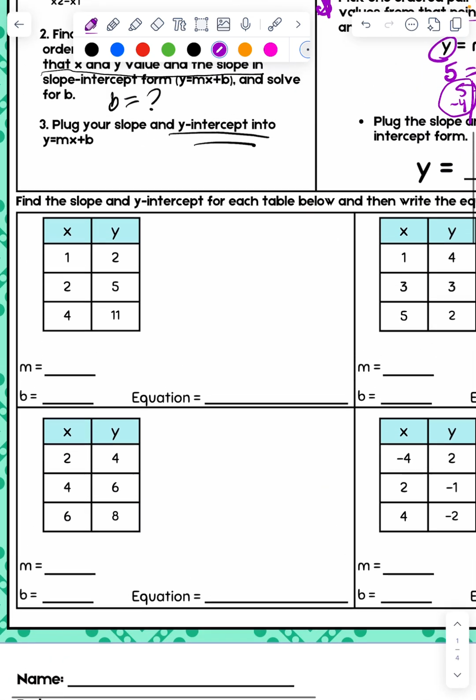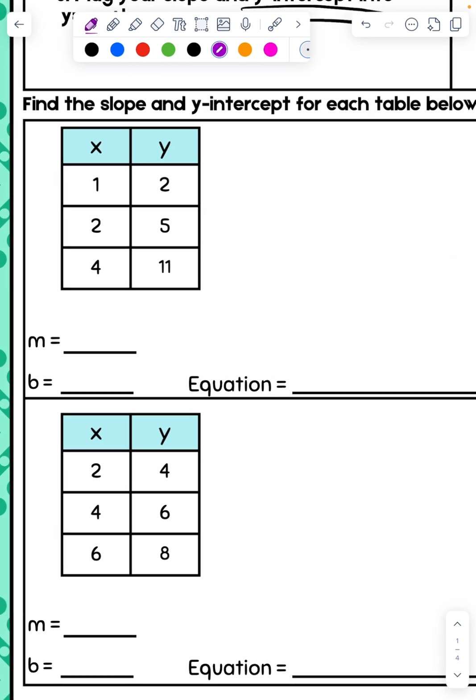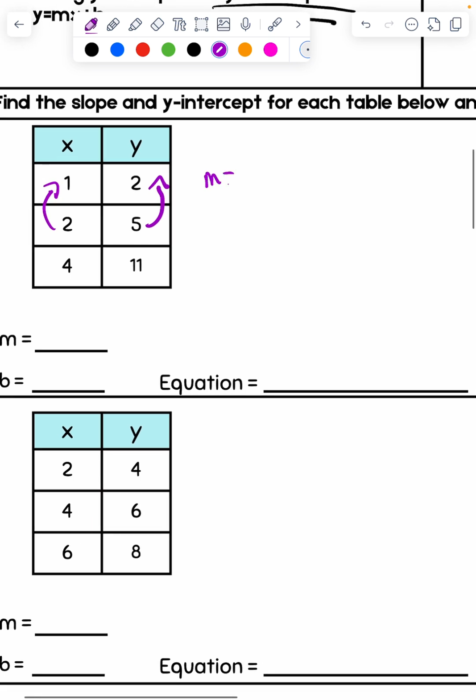I'll have the sub pause the video. But for now, let's look at the second one. So I'm going to draw an arrow up from 5 to 2. I'm going to draw an arrow up from 2 to 1. Now my slope says I need to take my second y coordinate minus my first, and that's going to be over x2 minus x1.